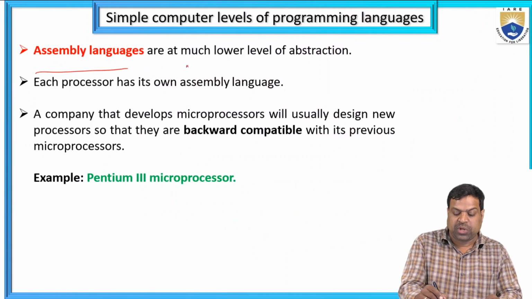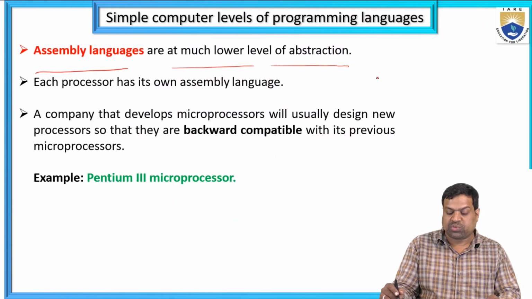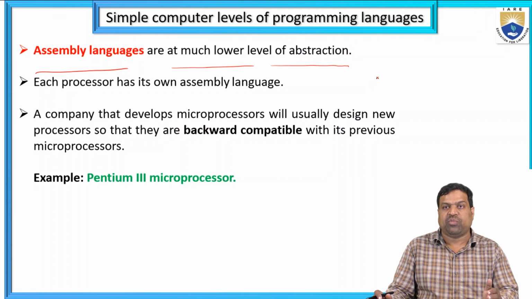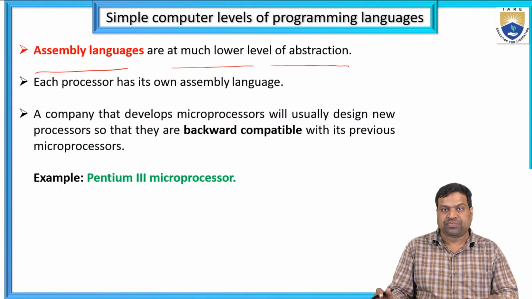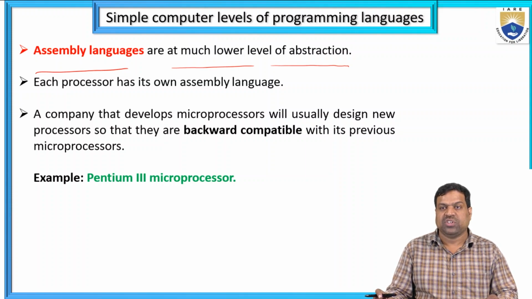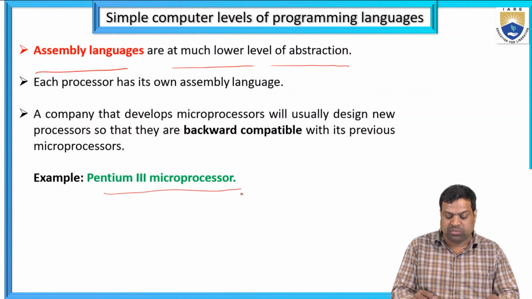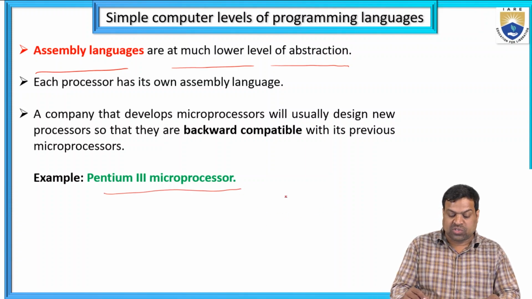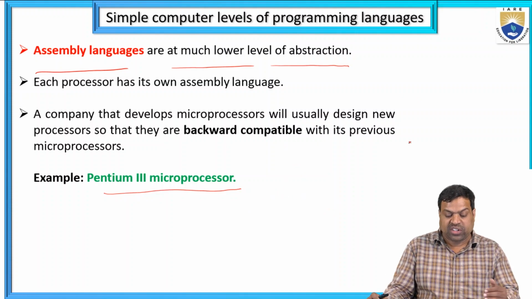Next is assembly language, which has a much lower level of abstraction compared to high level. Each processor has its own assembly language. A company that develops microprocessors will usually design a new microprocessor so that it is backward compatible with its previous microprocessors. For example, I am taking the Pentium 3 microprocessor. So assembly language is a low level language; after high level language comes assembly language, a low level of abstraction.